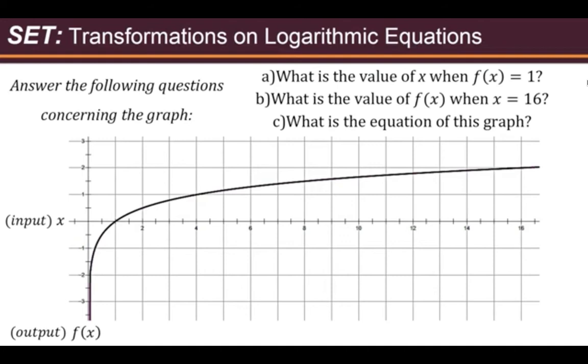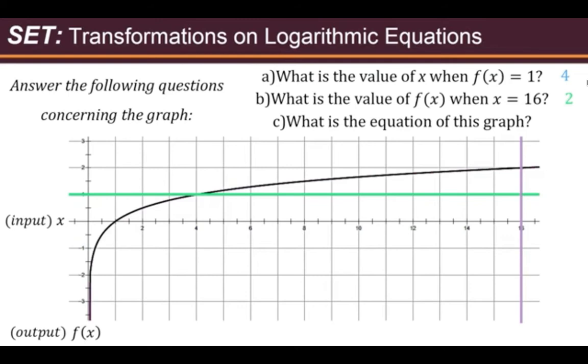To find the value of x when f of x equals 1, we can draw a horizontal line at 1. Similarly, to find the value of f of x when x equals 16, we can draw a vertical line at 16. Based on the graph and the lines we drew, we know that x equals 4 when f of x equals 1, and f of x equals 2 when x equals 16. Now we need to find the equation of the graph. The points we found will help us.